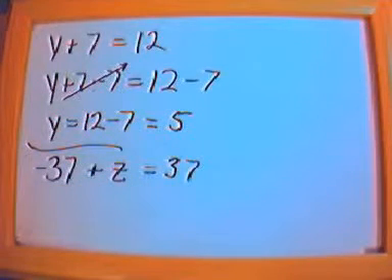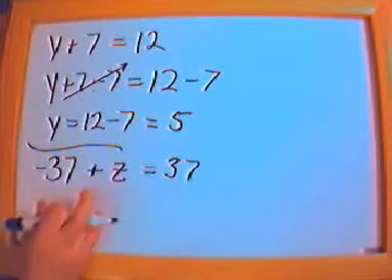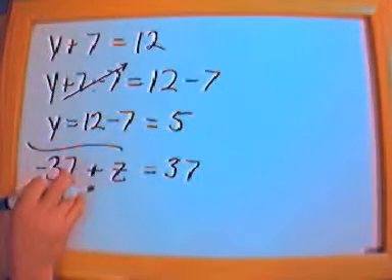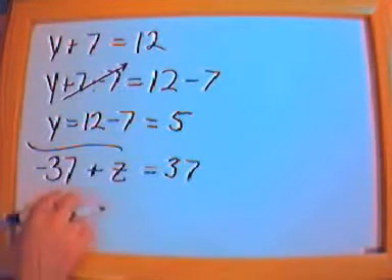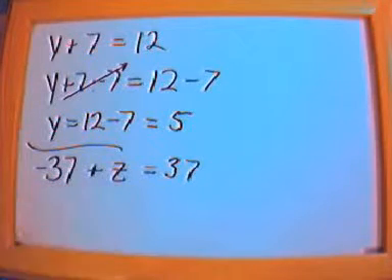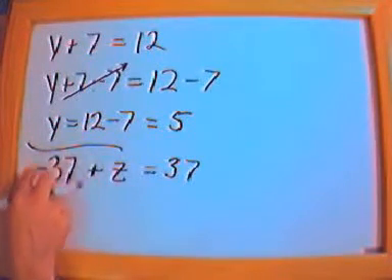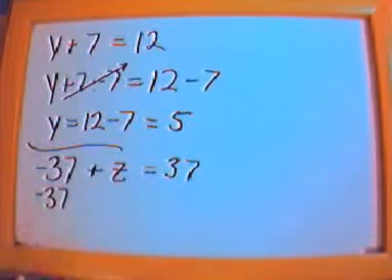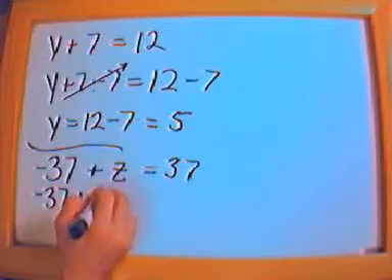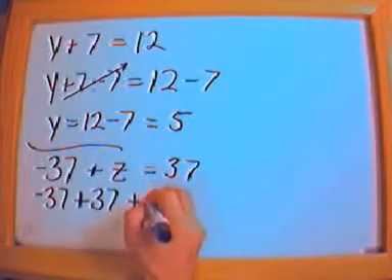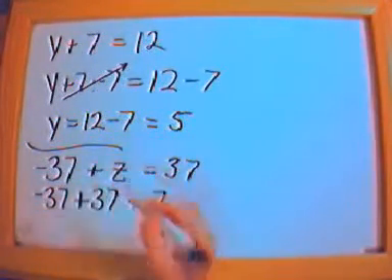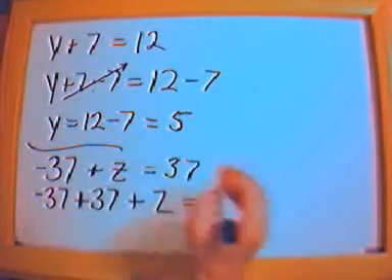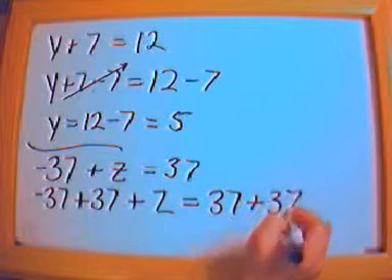Again, I want to get z by itself. That's how I'm solving for z. But I've got this negative 37 hanging out here. In order to get rid of it, I need to add 37 because I've got a negative going on here. I need to add 37 to both sides in order to cancel out this negative 37. So I've got negative 37, and I'm going to add 37 to it, plus z. All I've done is insert a plus 37 here, equals 37 from this side. And again, I need to add 37 because I've got to do it to both sides.